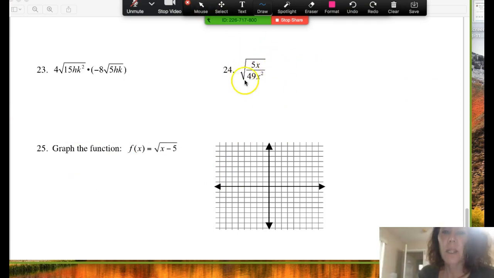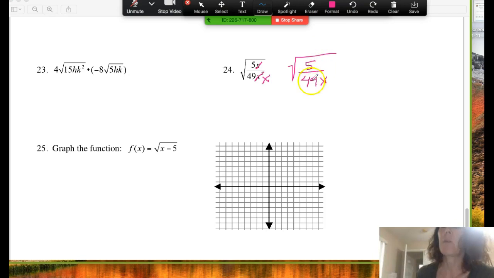Okay, guys, this one's going to be a little bit of work here. Let's go ahead and simplify under the radical first. X divides into x squared and leaves you with an x on the bottom. So what I'm going to have is the square root of 5 over 49x.